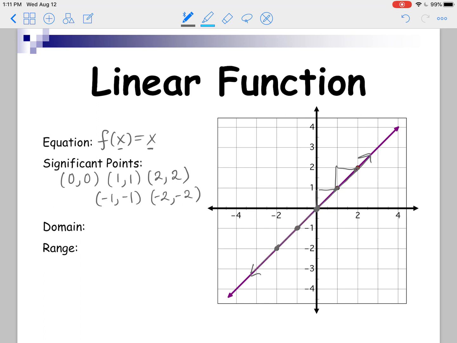Since we can plug in anything for x, the domain is all real numbers. And then the range would also be all real numbers since we can get any output we want. Using our fancy R is another way we can say all real numbers.